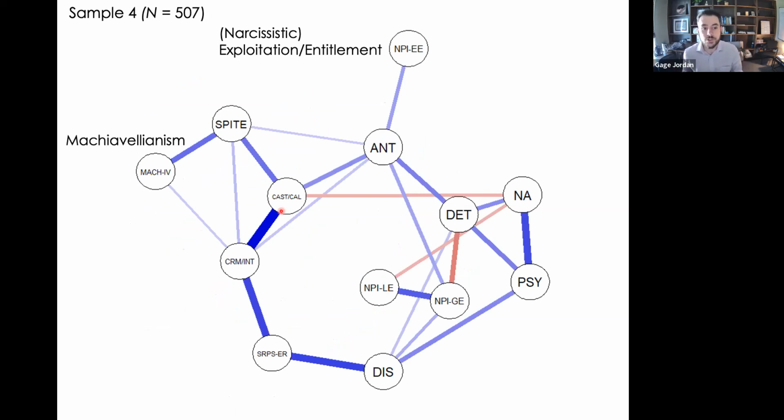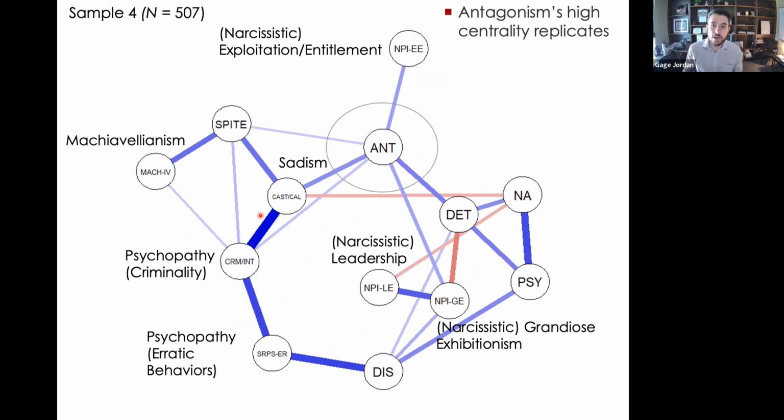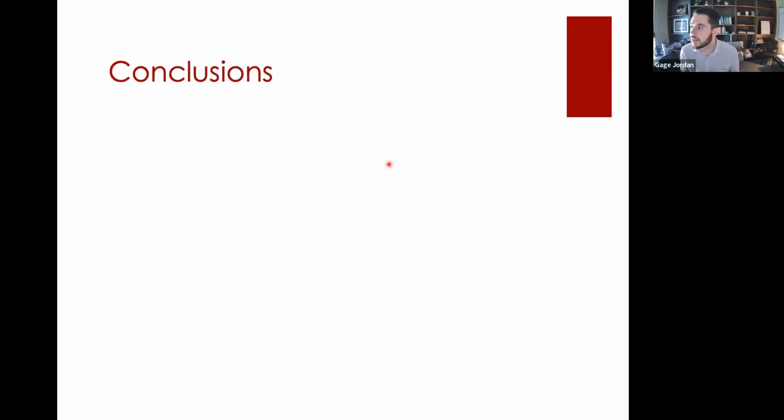A different measure of Machiavellianism, the Mach 4, which always reminded me of a Gillette razor or something like that. Narcissistic leadership, grandiose exhibitionism, again, different measures of narcissism. Sadism here as well, psychopathy, different measures, different components of psychopathy. Antagonism still there, right? Showing these connections, different features of pathological personality traits, different features of these dark personality features as well, right? Antagonism through and through to a certain extent.